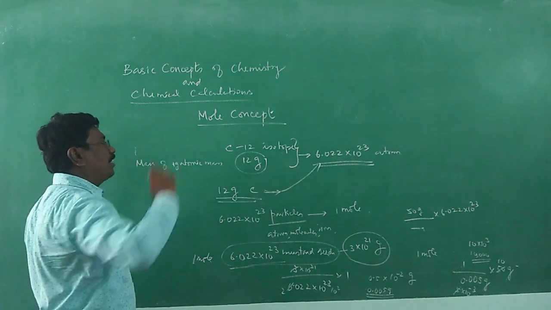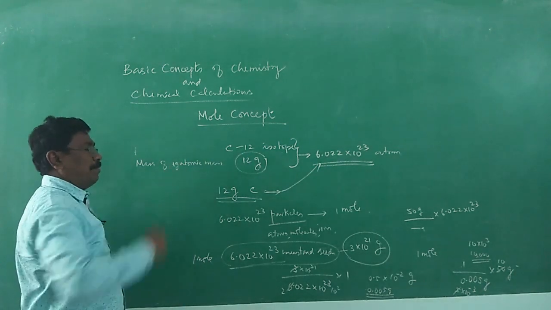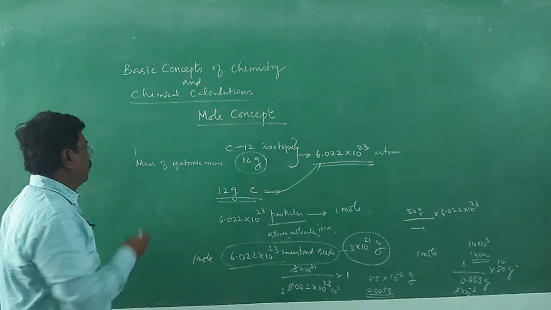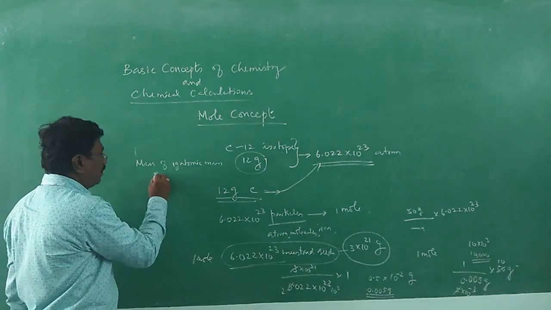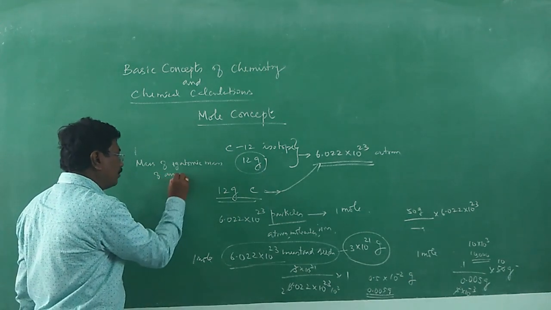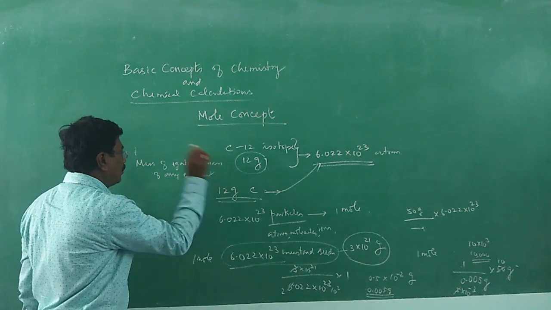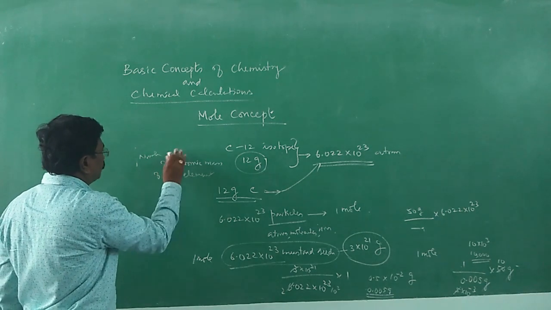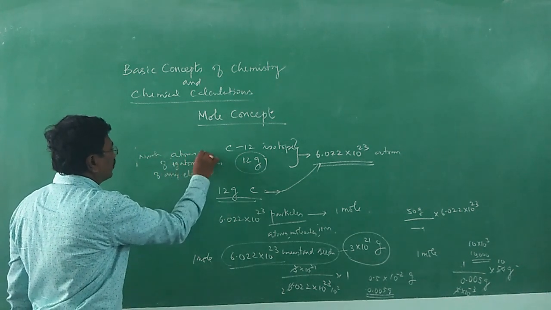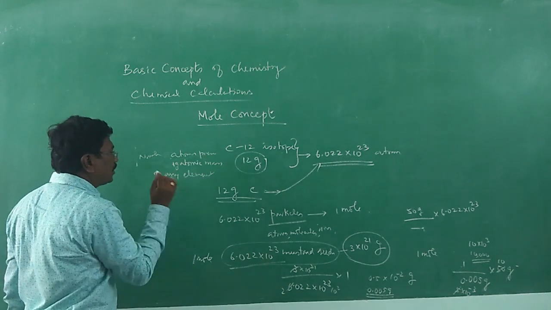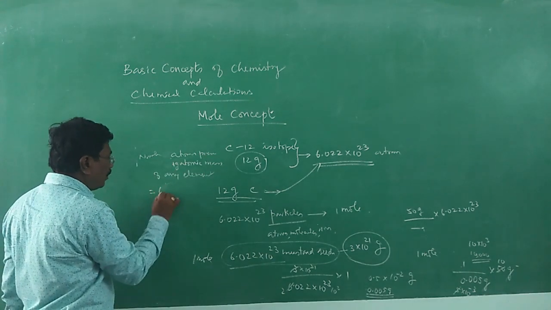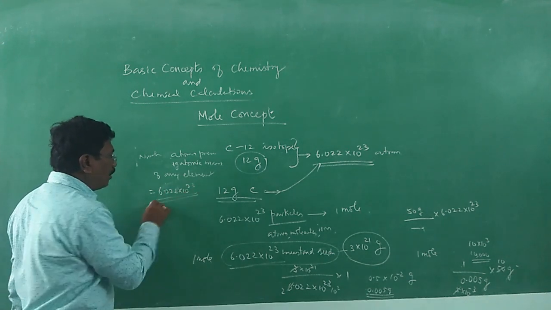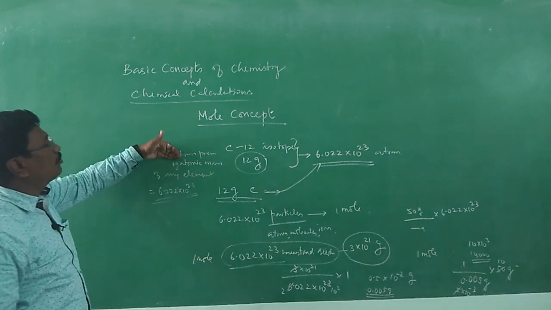Atomic mass expressed in gram for carbon is 12 gram. For oxygen it is 16 gram. Likewise, for hydrogen it is 1 gram. So, the number of atoms present in 1 gram atomic mass of any element is equal to Avogadro number. If I take Avogadro number, 6.022 into 10 power 23 atoms, it will correspond to its atomic mass.